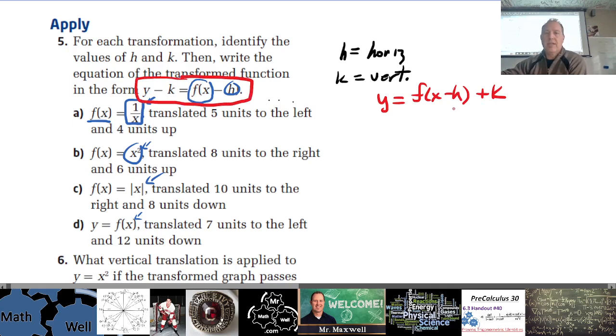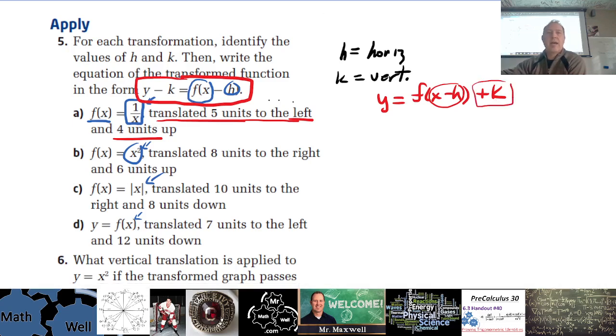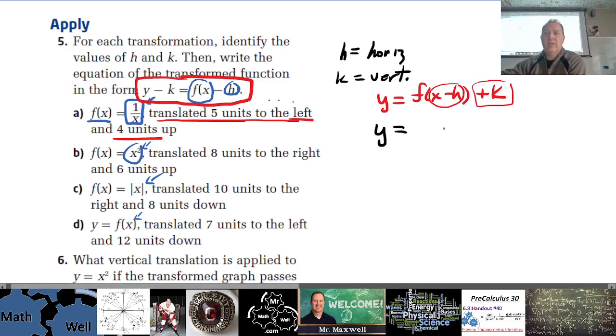So what I would suggest is this. We have a translation of 5 units to the left. That means that h is going to be -5. It's going 5 to the left, so it shows up inside with the x as a +5. The opposite sign is what it shows up as, because it's x minus -5. So it's 5 units to the left and 4 units up. So this k is going to be +4. This is the way that I would suggest you do this.